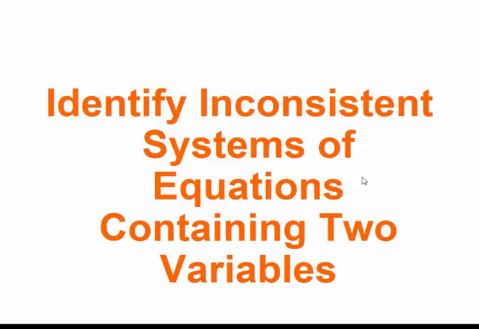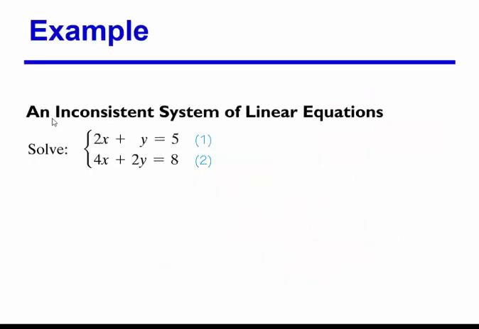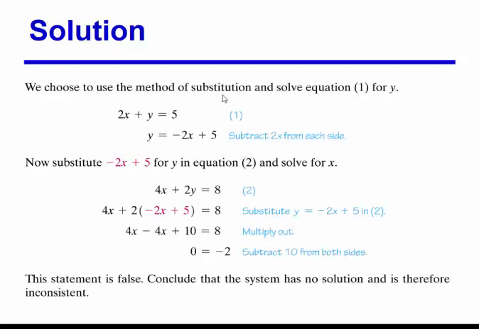Here we're going to identify inconsistent systems of equations containing 2 variables. So here we have again a system of equations. We got equation 1, equation 2. And so we're going to use the method of substitution. So here we got 2x plus y is equal to 5. We solve for y. Y is equal to negative 2x plus 5.